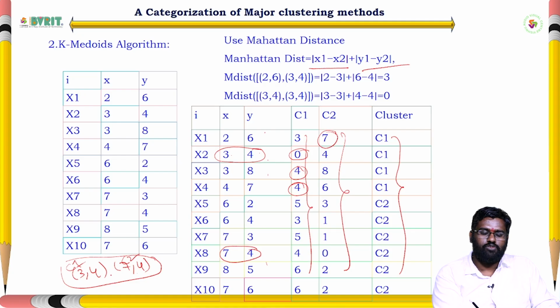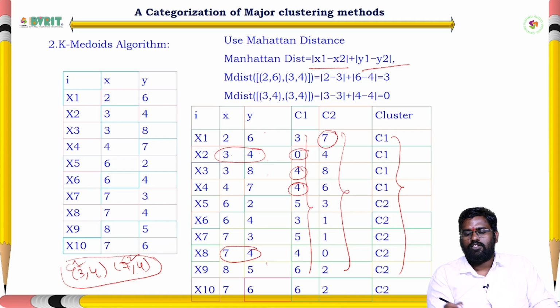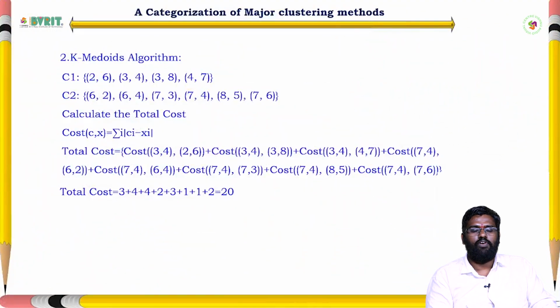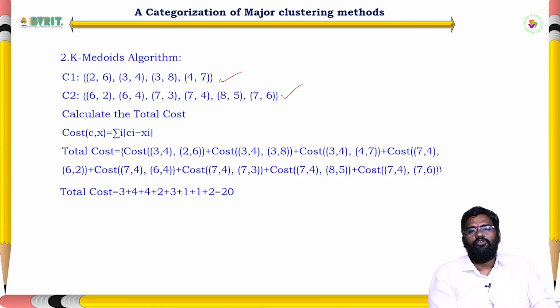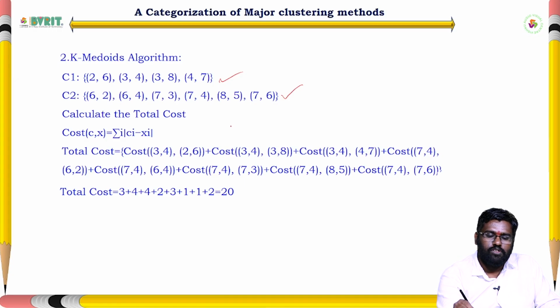First one is cluster 1 and this is cluster 2. Based on these clusters, we need to find the set of values: cluster 1 values are these and cluster 2 values are these. Based on that, we need to calculate the total cost. Our C1 value is (3, 4) and the C2 value is (7, 4).